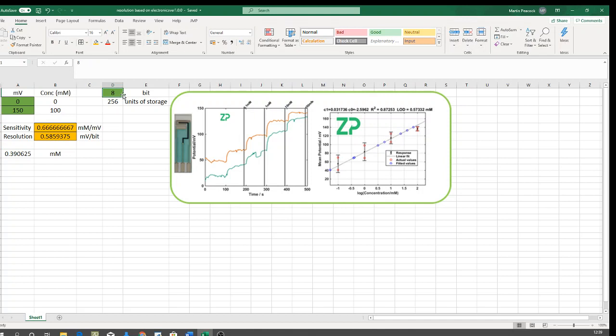So if you went for a 16-bit, you can see the resolution gets a lot better. You can really resolve. But 8-bit also works. So this basically just comes down to what you think the difference between low and high is, and if it's much greater than this number, then you're perfectly fine.